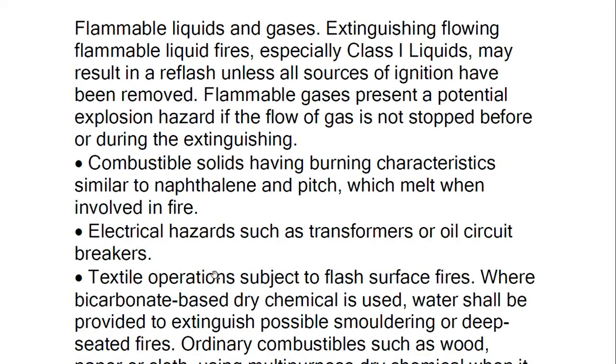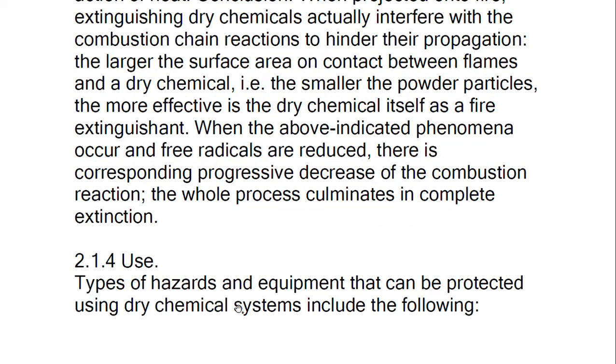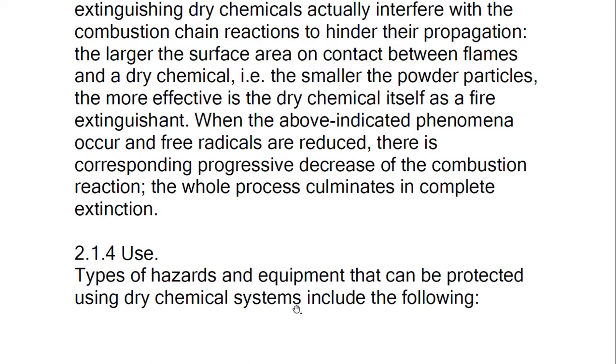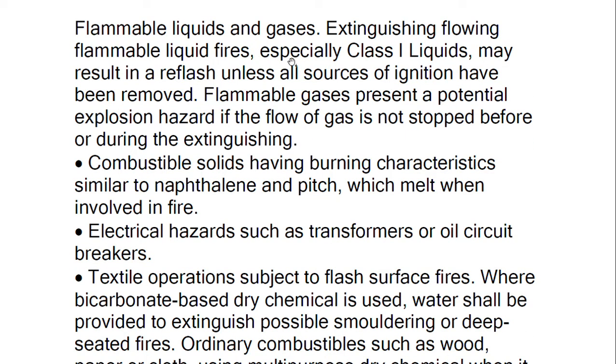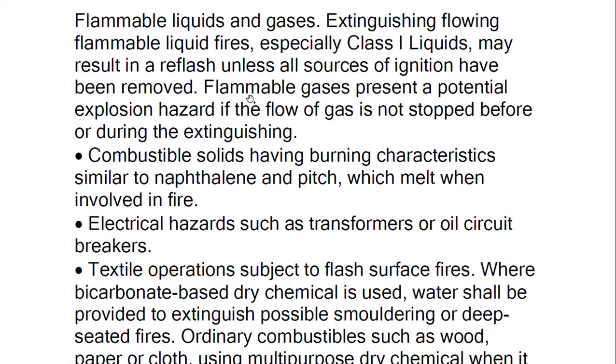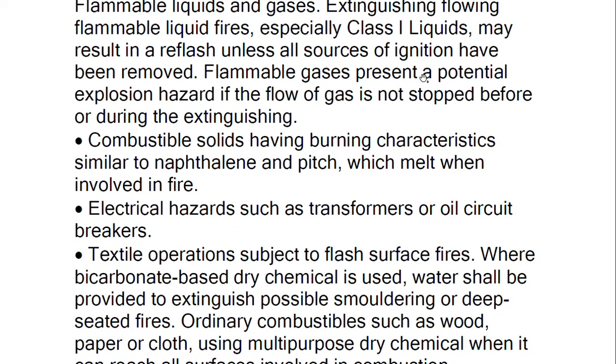Now, use. Types of hazards and equipment that can be protected using dry chemical systems include the following: flammable liquids and gases. Extinguishing flowing flammable liquid fires, especially class 1 liquids, may result in a reflash unless all sources of ignition have been removed.